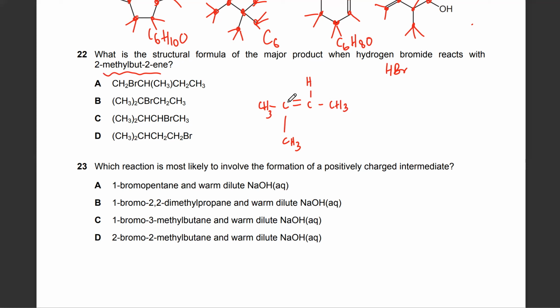So this one has no hydrogen. This one has 1 hydrogen. So the H would like to be bonded to the carbon that's already bonded to more H atoms, and the Br would be bonded to the other one, and the double bond would go away in the middle. Right? Is that clear? Okay, is this clear, everyone?